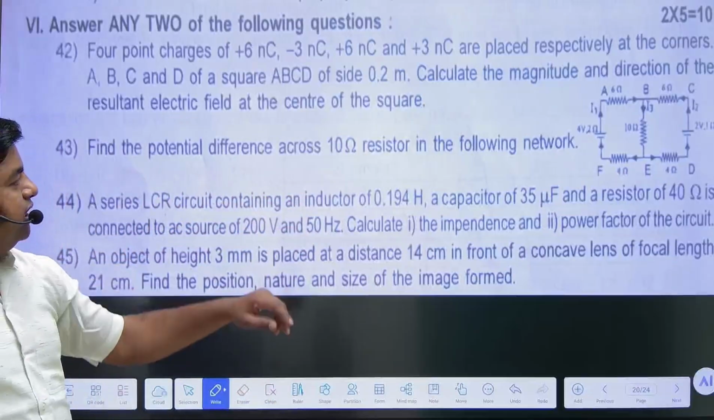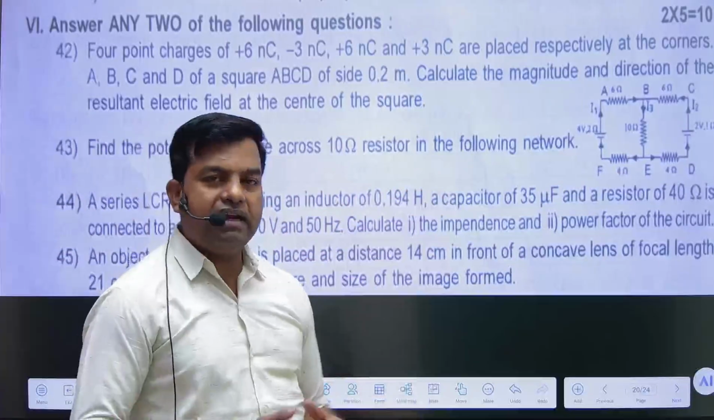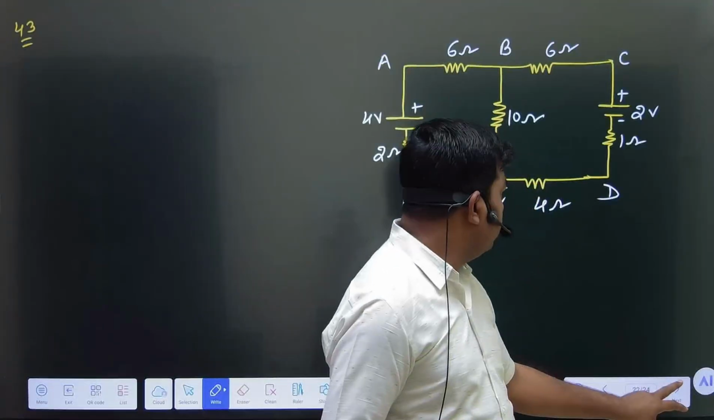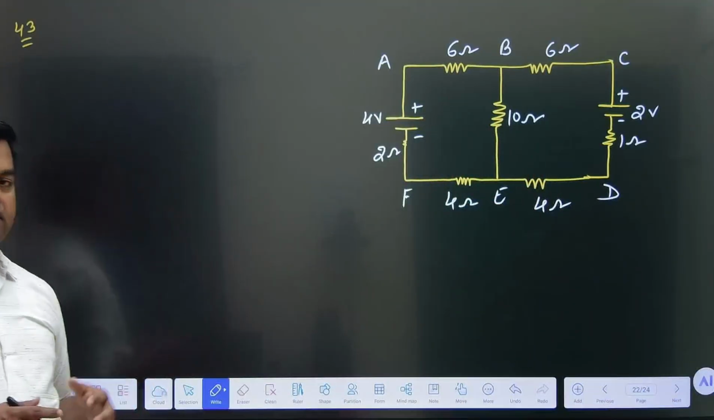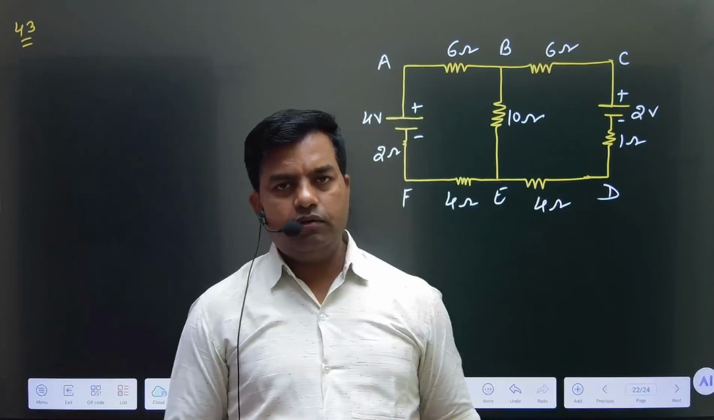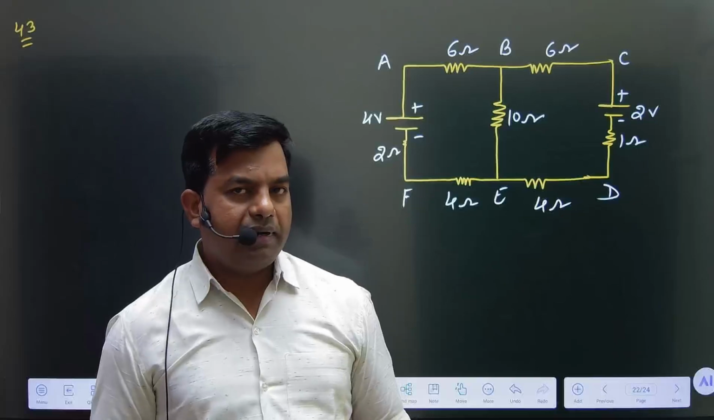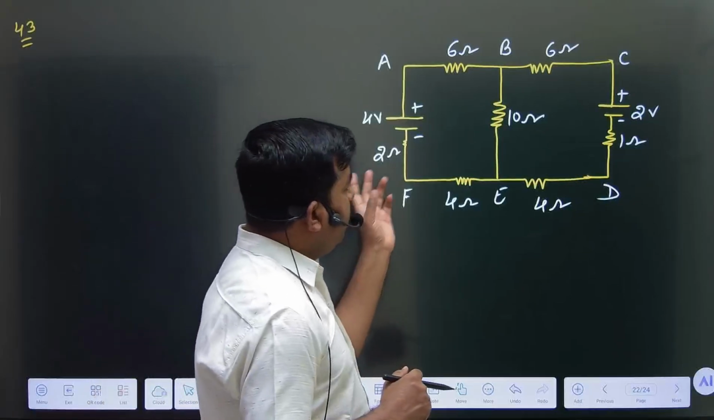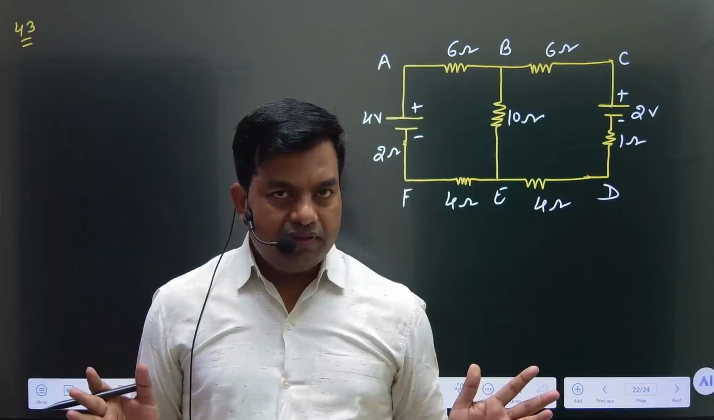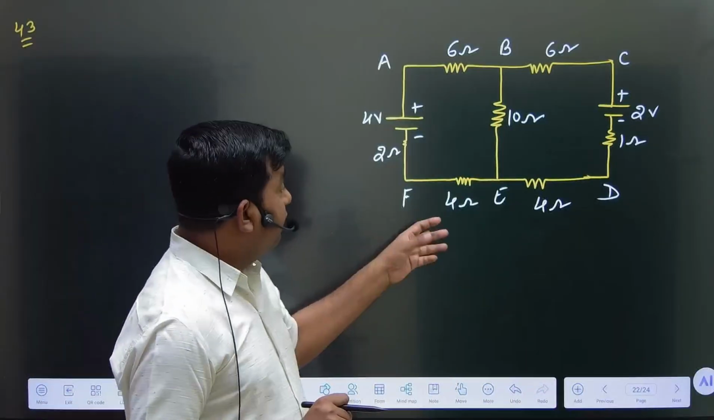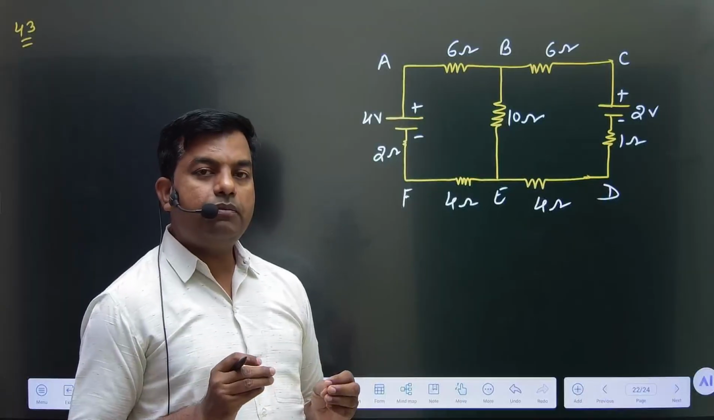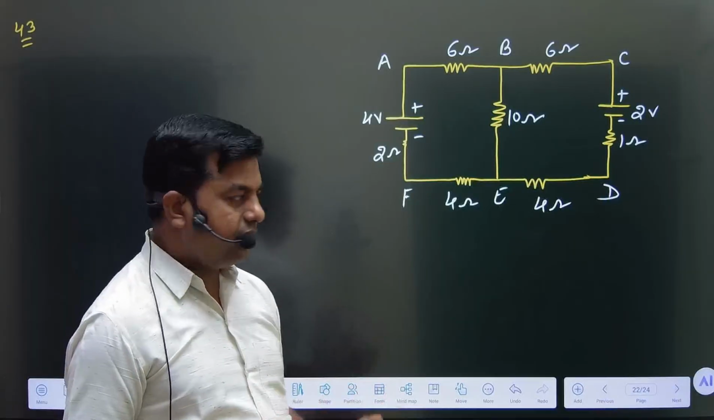The next question is: find the potential difference across the 10 ohm resistor in the following network. In this network, we have to determine the potential across the 10 ohm. Okay, this is the network and we get the potential across this 10 ohm. There are so many methods to solve this question, but we have to apply the shortest method, because by applying Kirchhoff's law, KVL, it is so lengthy and the calculation is so tough. So we have to solve this question in the simplest manner.